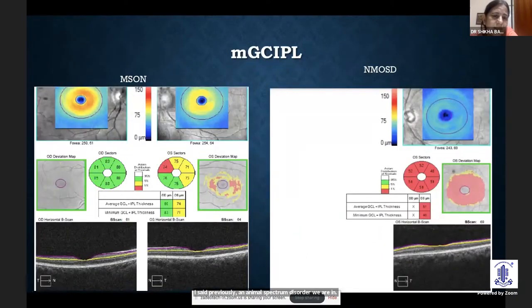Now let's look at the GCC layers. Same 2 patients, MS optic neuritis and NMO spectrum disorder. In the acute case, there is nothing much happening in this layer in the right eye, but the left eye, which has had a past attack, shows evidence of thinning of the GCC layer. And in NMO spectrum disorder optic neuritis, there is severe thinning afflicting all the sectors.